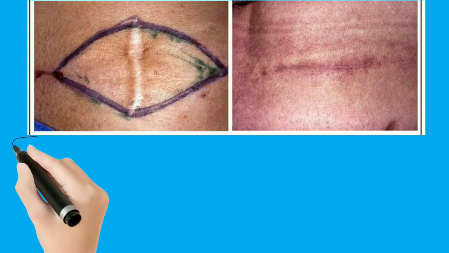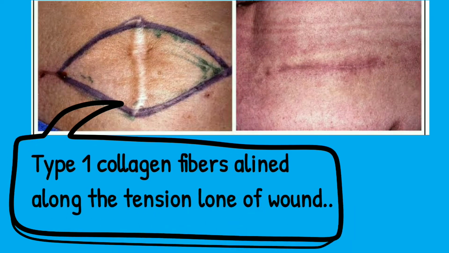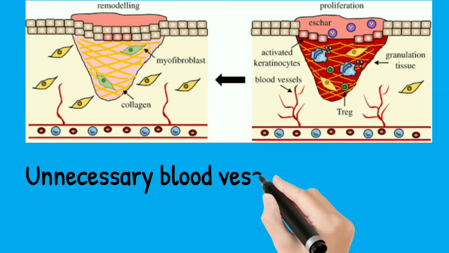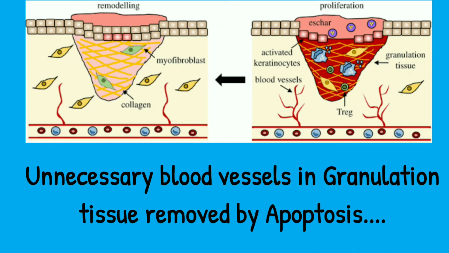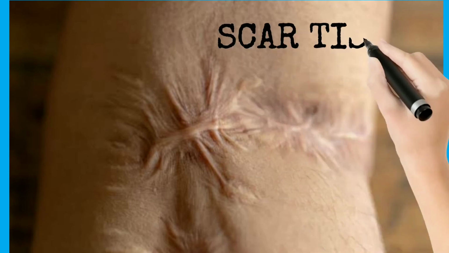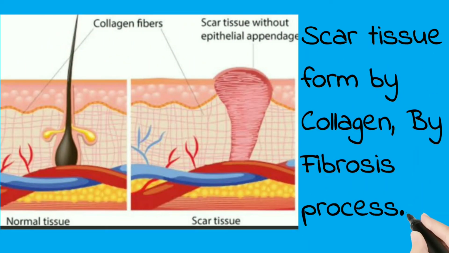The type 3 collagen, which was originally disorganized and cross-linked, is aligned along the tension lines when it is converted to type 1. And the unnecessary blood vessels formed in granulation tissue are also removed by apoptosis in this process. And all of these collectively lead to the formation of a scar. And the scar is mainly formed of collagen by the process of fibrosis.